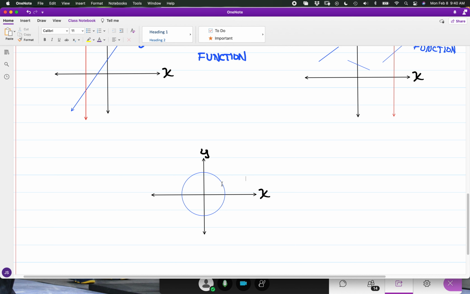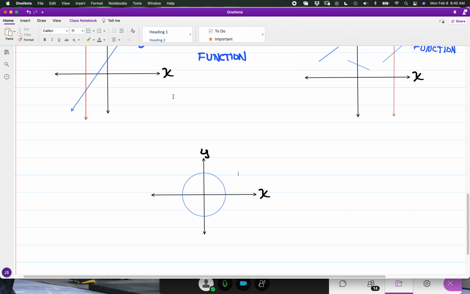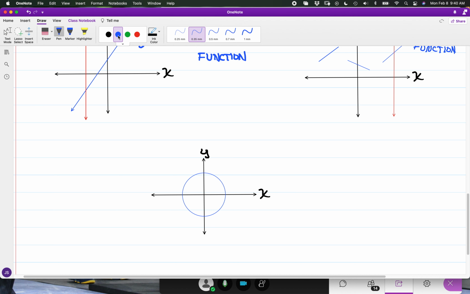Okay, now let's say we have a circle, and let's say we have this to be defined. This is going to be a circle whose center is the origin, that is where the x and y axes meet. We'll say it is defined by the equation x squared plus y squared is equal to 4.